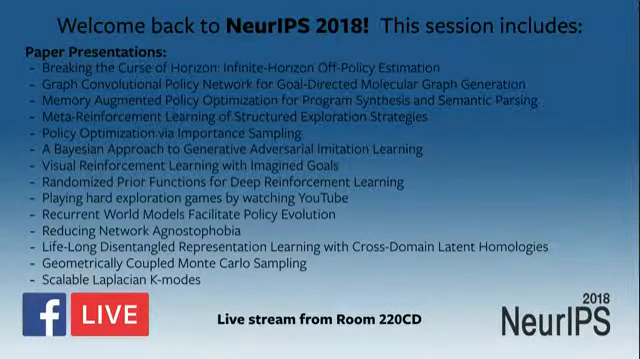Okay, so the next talk is called Graph Convolutional Policy Network for Goal-Directed Molecular Graph Generation by Jiaxun Yu. I think I did that terribly, but here he is.